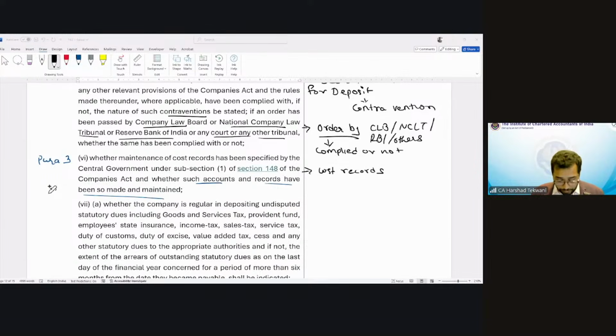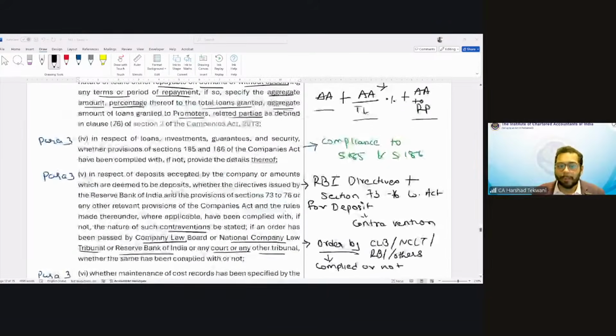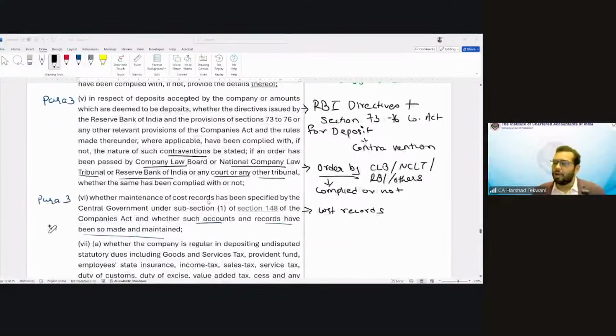Sir, I think for a company where cost records are not to be maintained, the auditor will say that it's not applicable. If it is applicable, then he will definitely refer to the cost audit report. Yes. So if any clause here is not applicable, for example, the company has not taken any deposits, if no deposits have been accepted by the company or there are no deemed deposits as per the directives, it is not applicable. Company has not made any investment or loans as per 185, 186, not applicable. So if anything is not applicable, we'll straight away specify that it is not applicable.